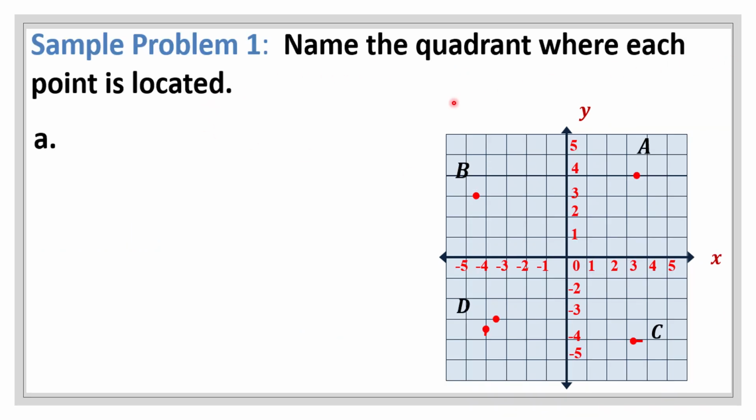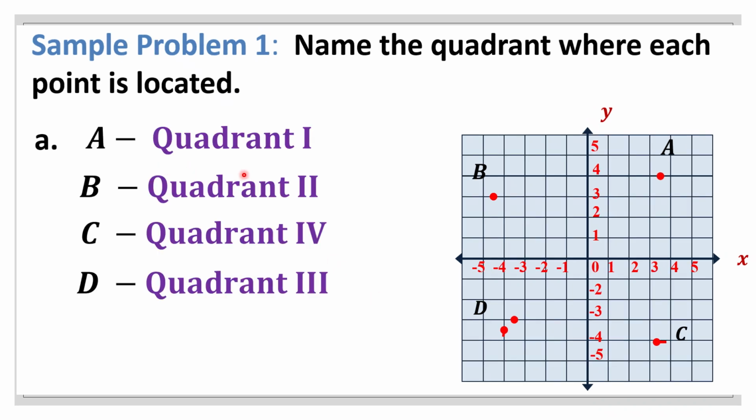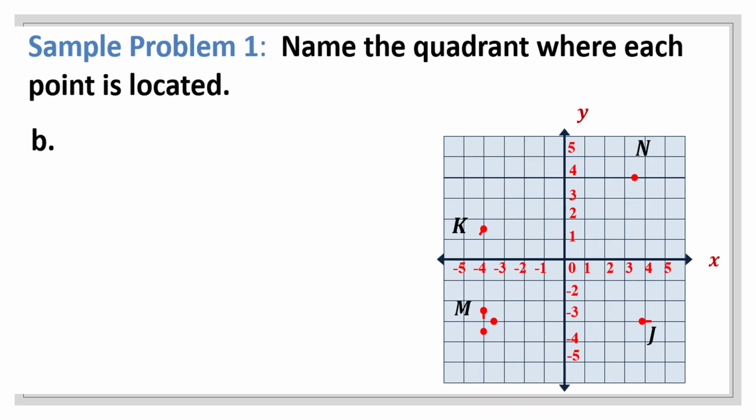Now name the quadrant where each point is located. So we have points A, B, C, and D. Where do you think they are? Okay. Point A is located in the first quadrant. Point B is located in the second quadrant. Point C is located in the fourth quadrant, and D is in the third quadrant.